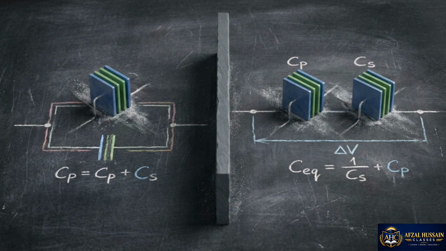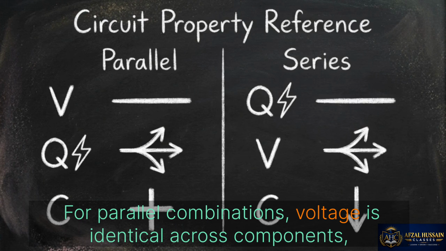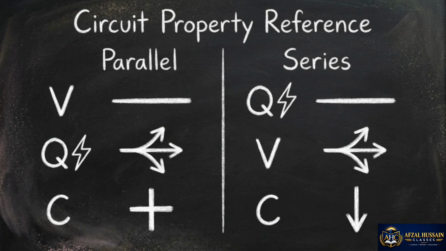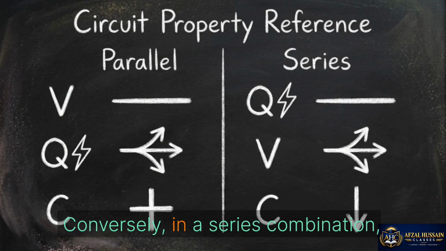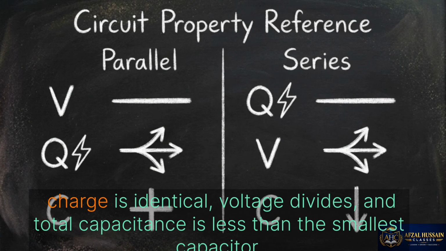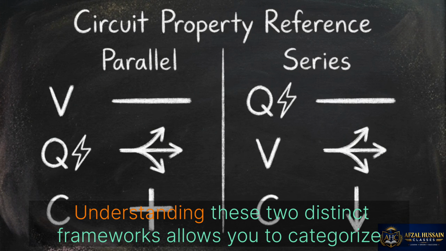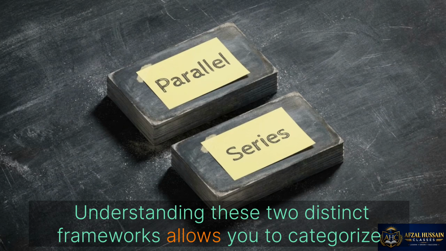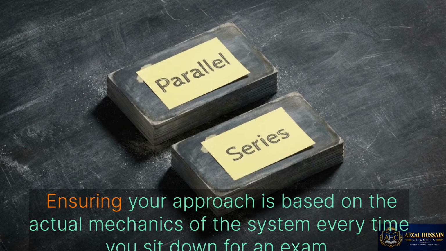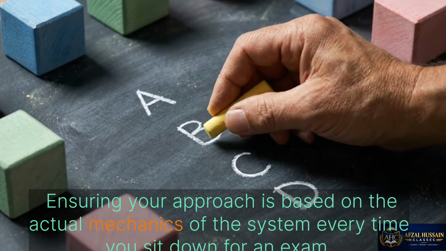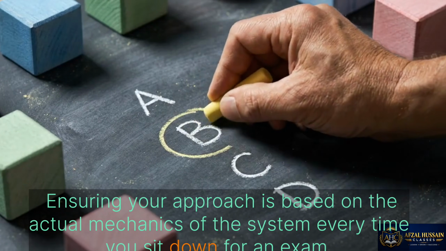To prevent future errors, it is important to keep the physical behavior of parallel and series combinations distinct. For parallel combinations, voltage is identical across components, charge varies, and total capacitance is their sum. Conversely, in a series combination, charge is identical, voltage divides, and total capacitance is less than the smallest capacitor. Understanding these two distinct frameworks allows you to categorize circuit problems by their physical behavior, ensuring your approach is based on the actual mechanics of the system every time you sit down for an exam.